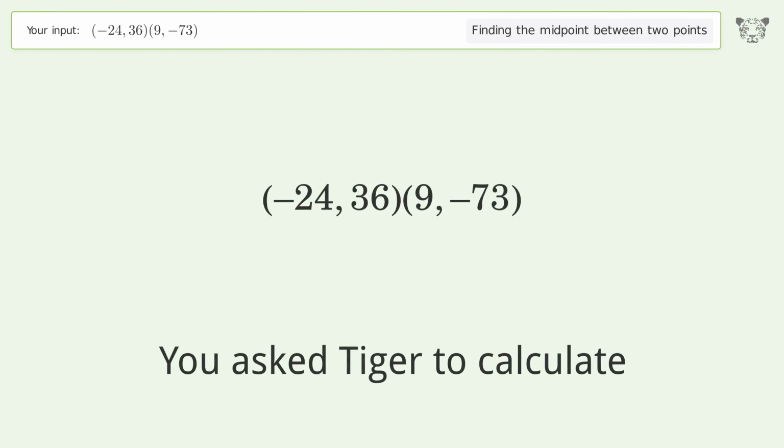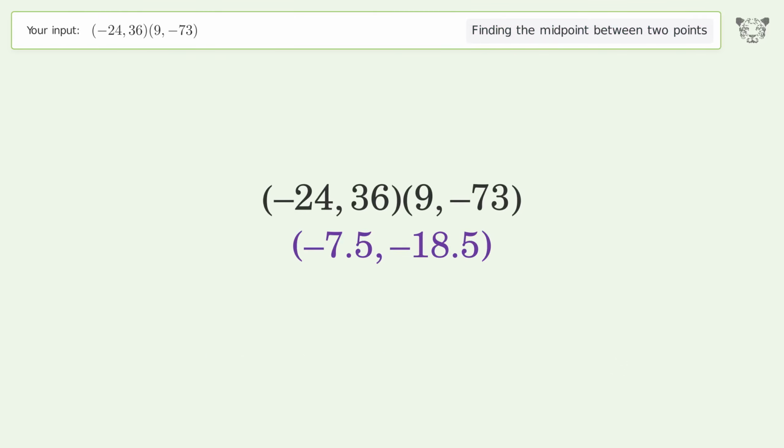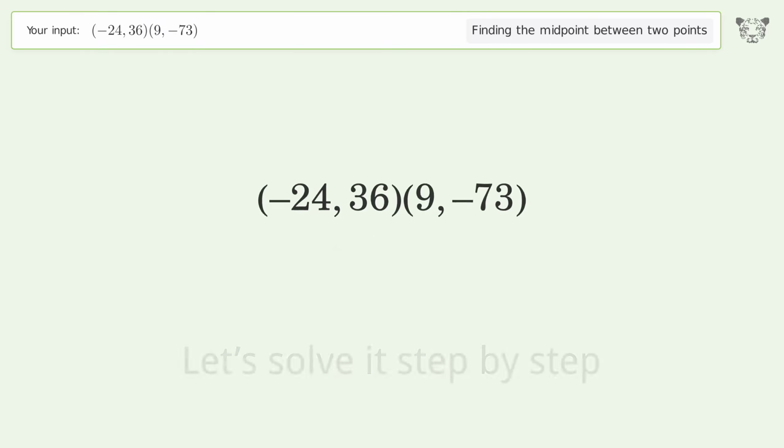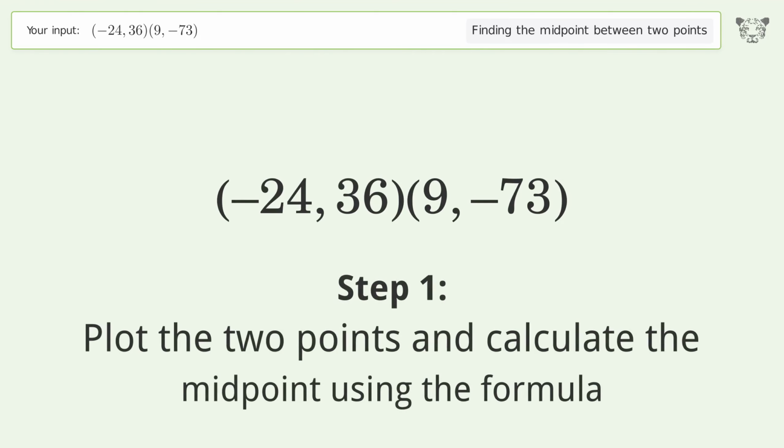You ask Tiger to calculate. This deals with finding the midpoint between 2 points. The midpoint between the 2 points is -7.5, -18.5. Let's solve it step by step. Plot the 2 points and calculate the midpoint using the formula.